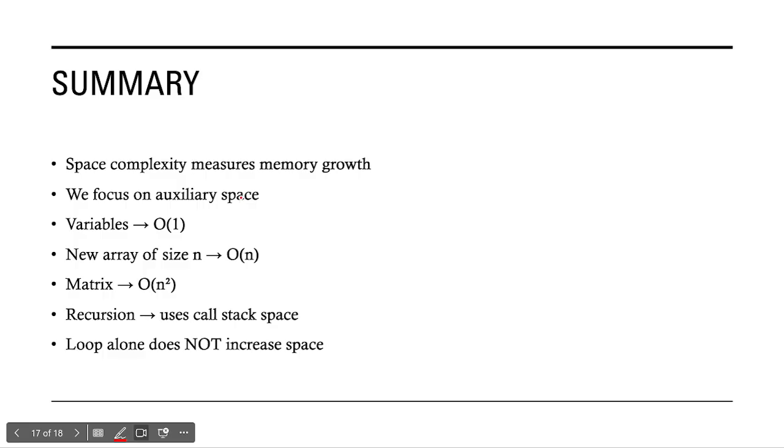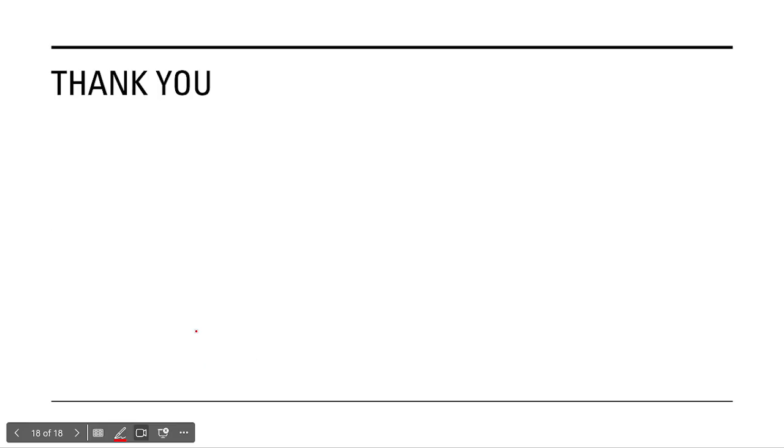Now today we learned that space complexity measures memory growth. We focus on auxiliary space, and variables take Big O of 1. A new array of size n takes Big O of n, a matrix uses Big O of n squared space complexity, and recursion uses the call stack. And a very important part is that a loop alone does not increase the space.